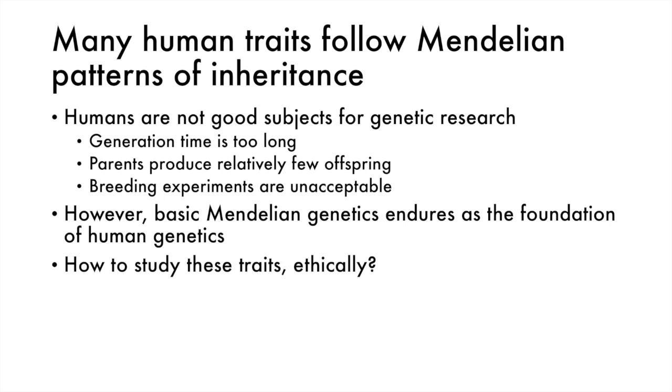Human generation time is too long. It takes at least a couple of decades for humans to reach the age in which they're capable of producing children and caring for them. When we reproduce, we do not reproduce dozens and dozens of offspring at a time. So it's not easy for us to look at Mendelian inheritance in the same way that Mendel did, looking at humans. But we are very interested in how certain genetic disorders are inherited. So how do we study these traits ethically?